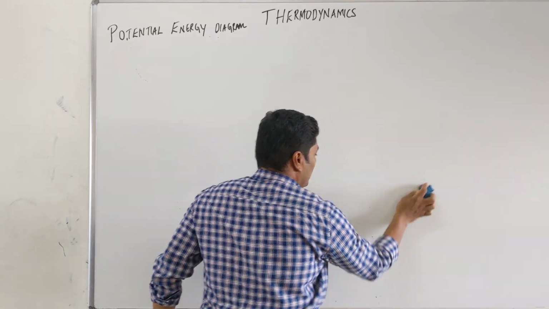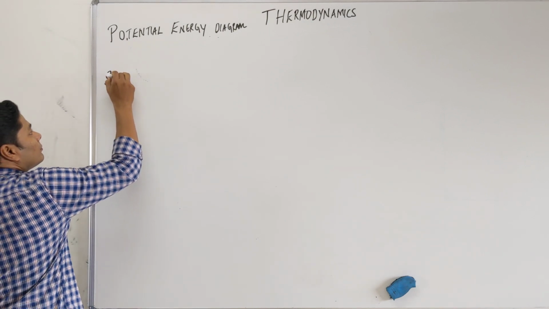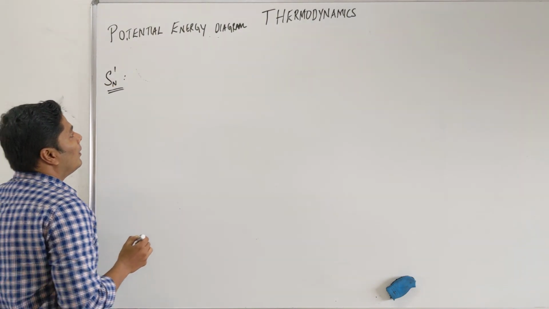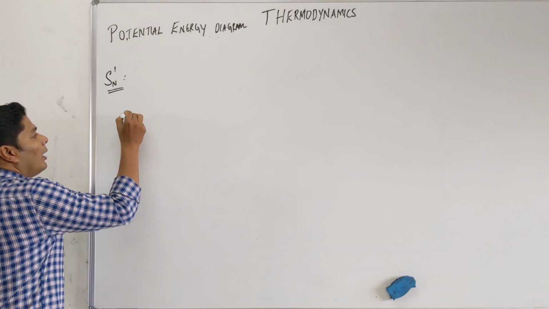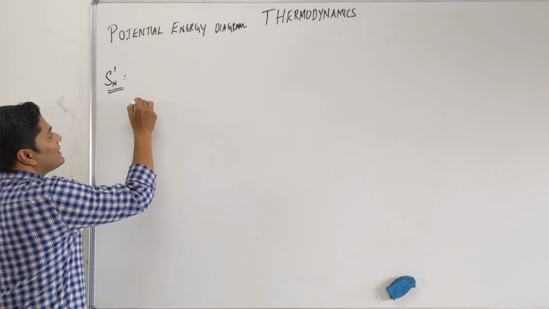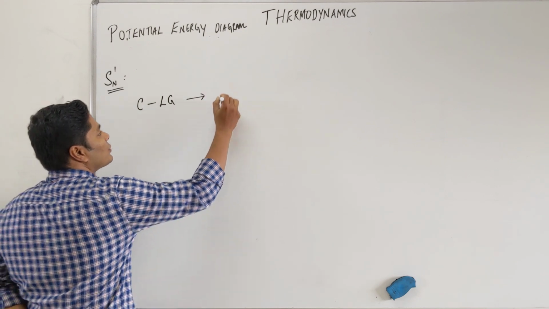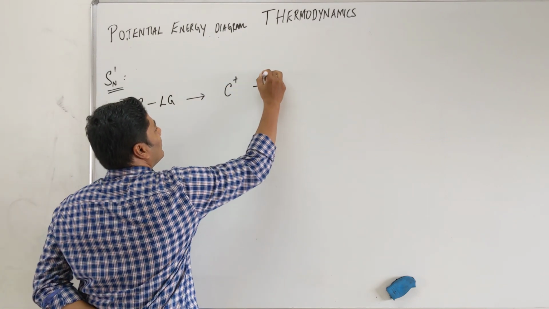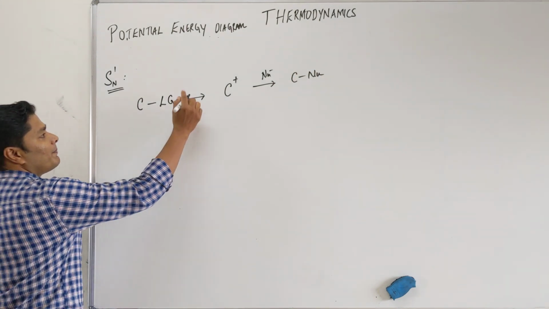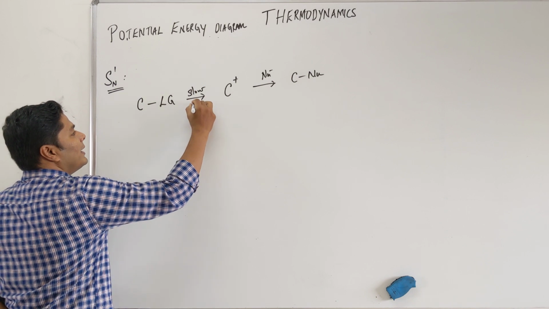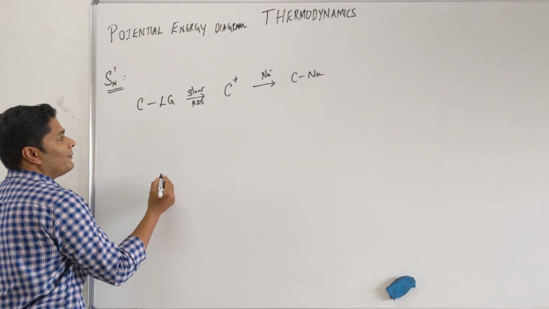Alright, now we saw in organic chemistry, let us say, the SN1 mechanism. What has happened in the SN1 mechanism is, let us say for example you have a carbon with a leaving group, this goes to a carbocation, this with a nucleophile forms this, and that is the slowest step, the rate determining step.